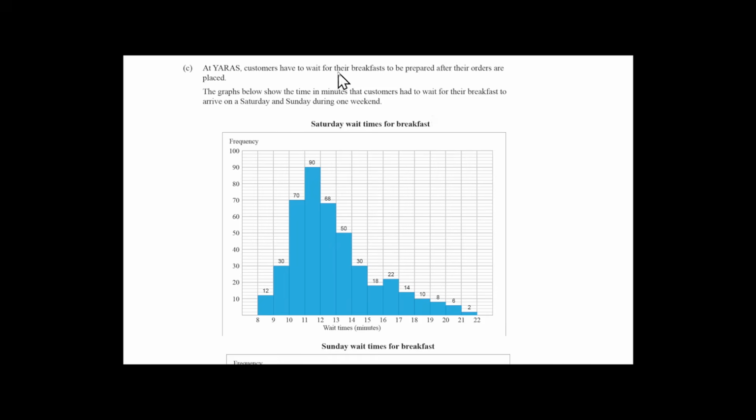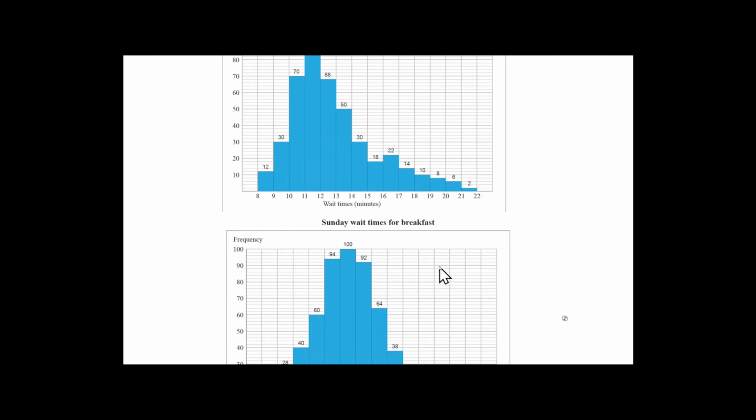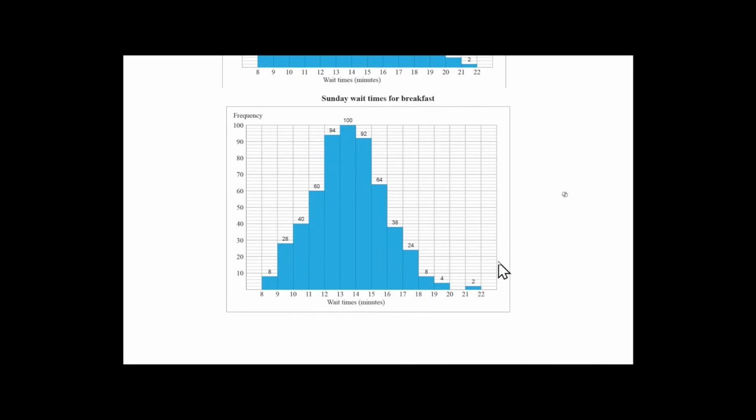customers had to wait for their breakfast to be prepared. Okay, great. Graphs below show the time in minutes the customers had to wait. So this is Saturday and this is Sunday. All right, brilliant. What's the question? The question is the manager claims that less than one quarter of the customers had to wait more than 15 minutes for their breakfast on a Saturday. Use the graph to calculate the probability to support or reject the claim.